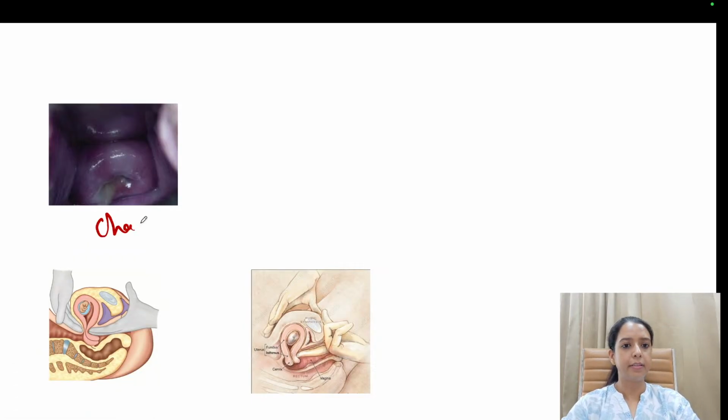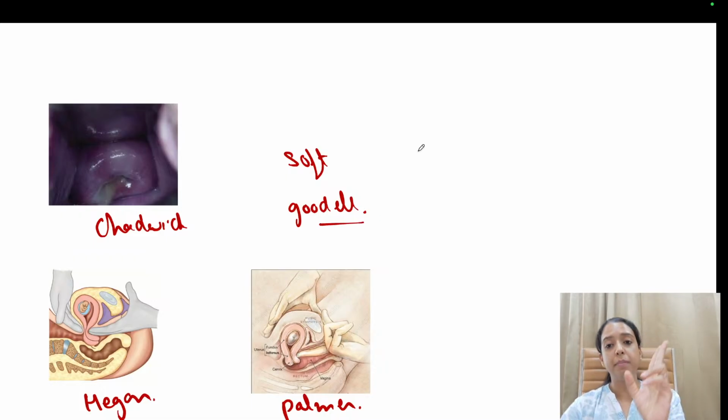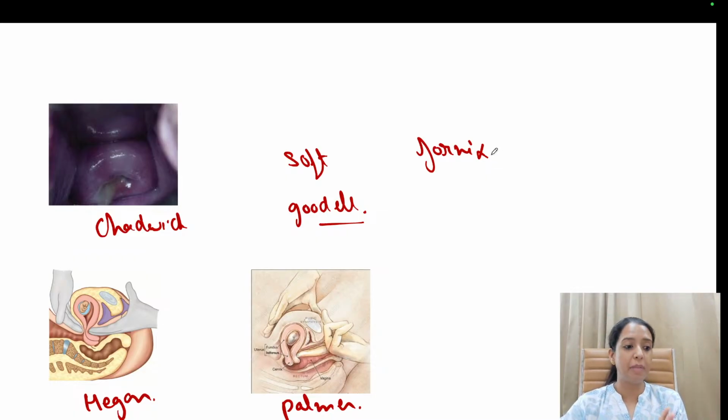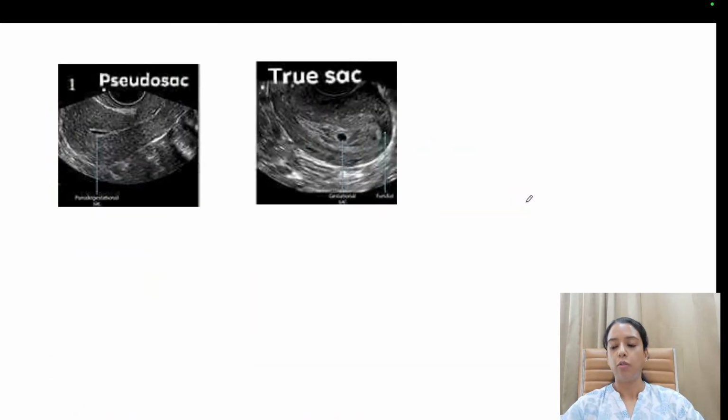This was that we have discussed Chadwick sign, then letter H, remember Hegar sign. Okay, what is this? This is your Palmer sign. Okay, remember now this is not image based, but a soft cervix is a very good cervix, so it is Goodell sign. Okay, on keeping my finger in the fornix, means near the os. That is how I used to remember. If I keep my finger near the os in the fornix, I can feel pulsation of the uterine artery. So where am I keeping my finger? Near os. Hence the name Osiander sign. Okay. Now next image.